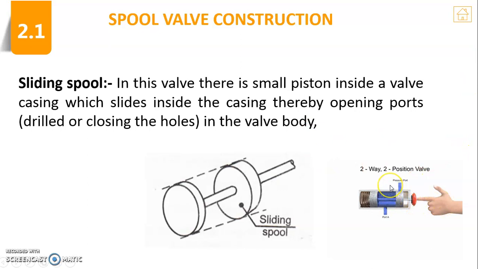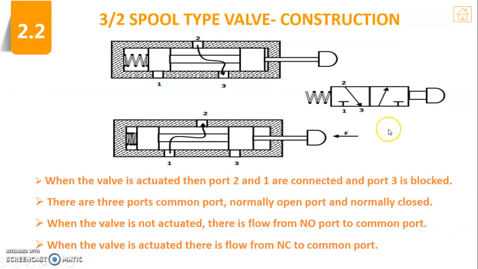So this will explain the 2x2 normally open and normally closed conditions. By moving the total slide inside, the valve opens and closes. This type of construction is said to be spool valve construction. Next slide, we are going to discuss the 3x2 spool valve.